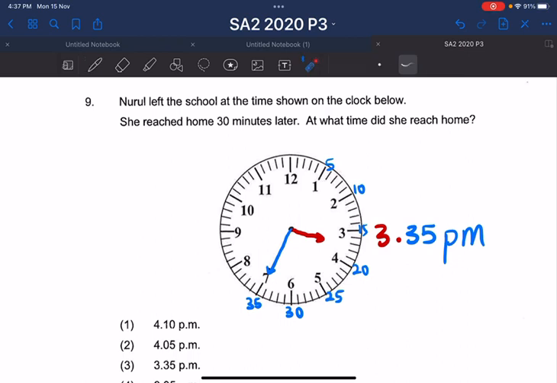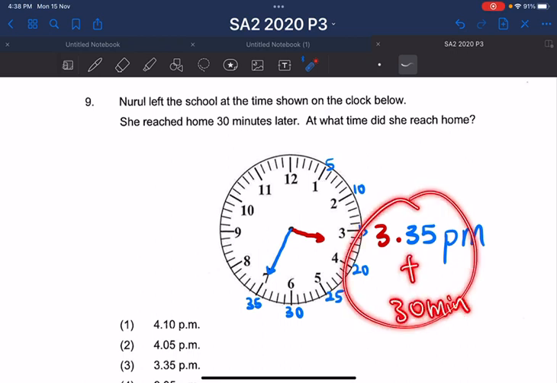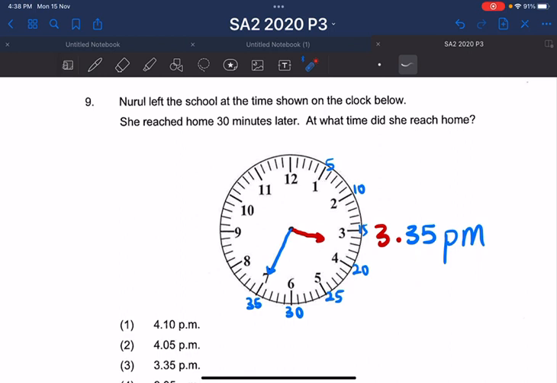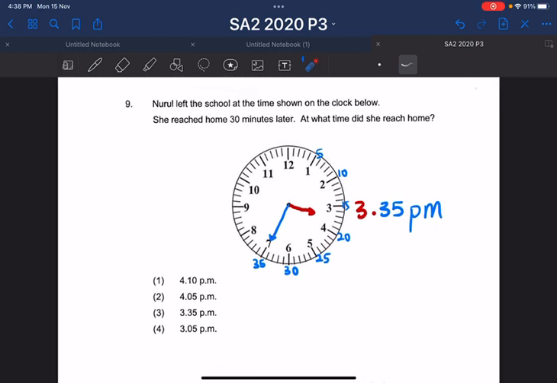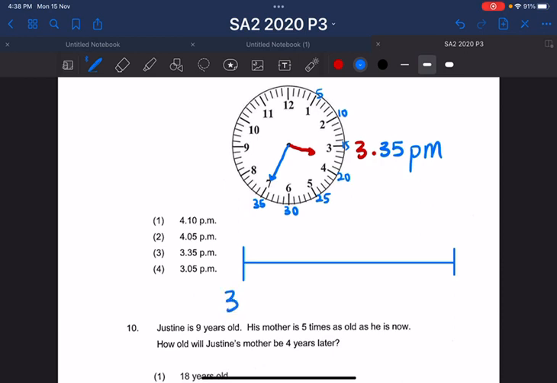Now let's continue reading the story. She reached 30 minutes later. So this is the time she left the school and she reached 30 minutes later. That means I want to see this time, 30 minutes later, what time is it? Okay, now I'm going to use this question to revise the timeline that we have learned before. So what we're going to do is see what the time is at the start. We want to know what is the time after 30 minutes.